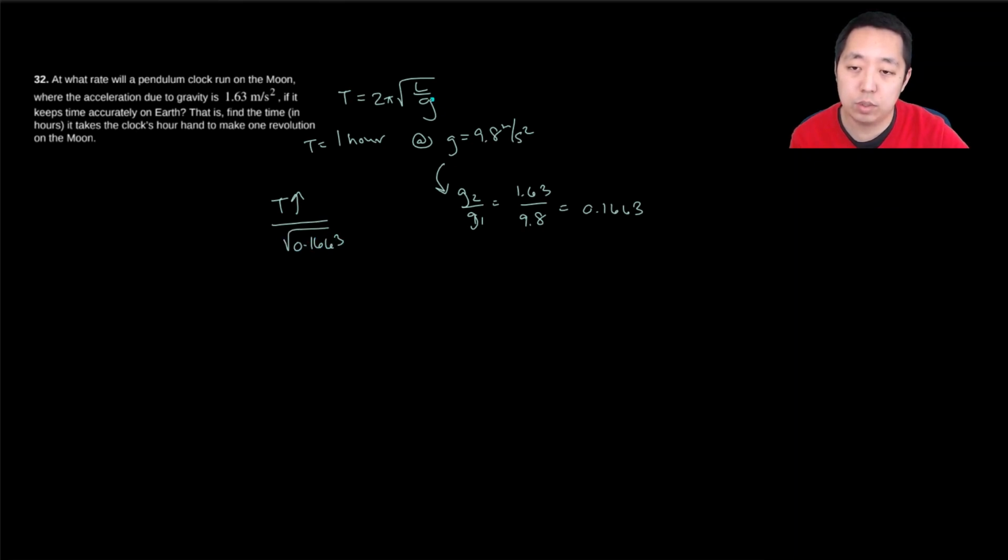Because if this decreases by a factor x, this is going to increase, or divide by root x. So I'm going to do 1 hour divided by the square root of 0.1663. And that is 2.45 hours. So that's how much slower it's going to run.